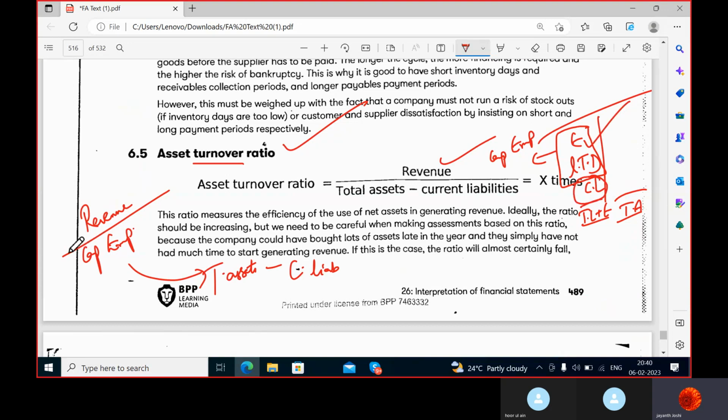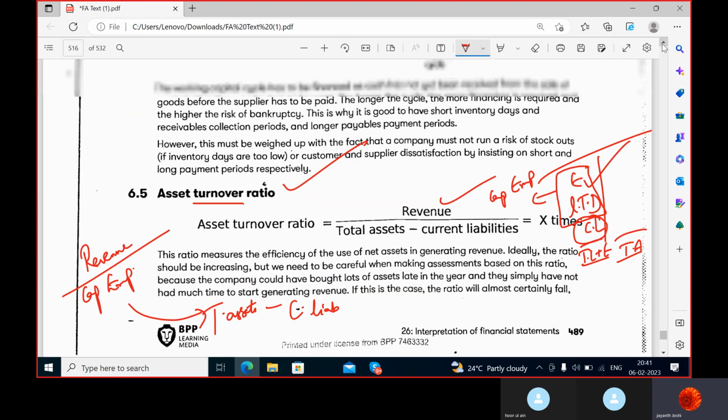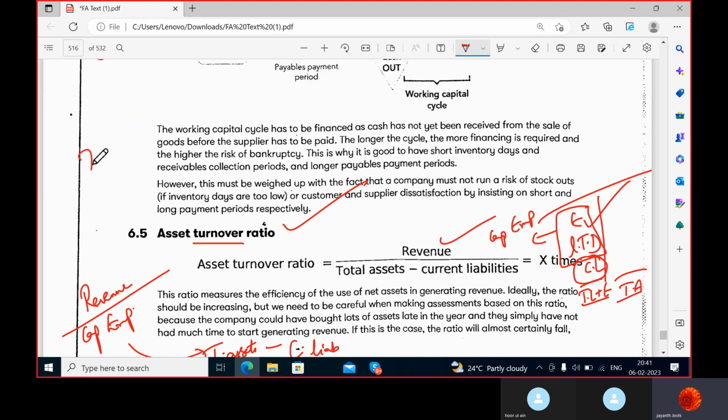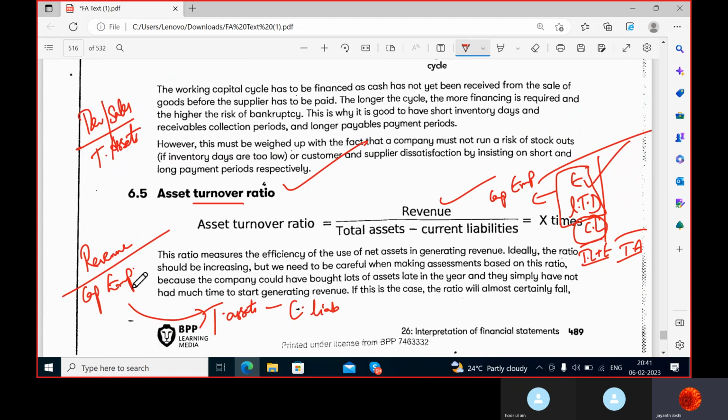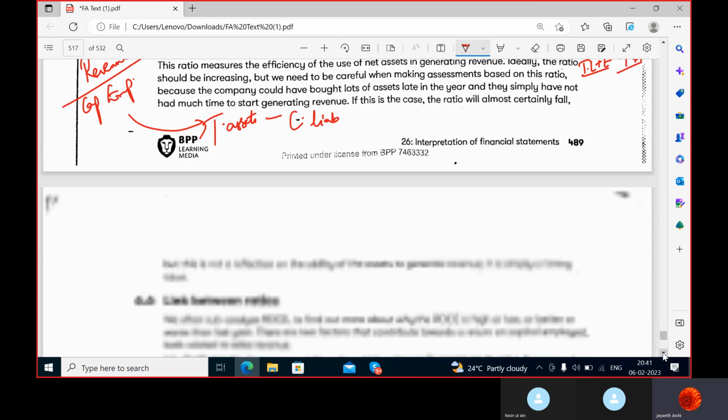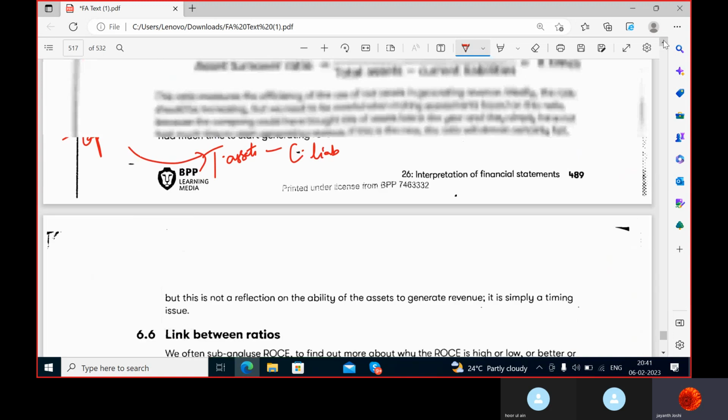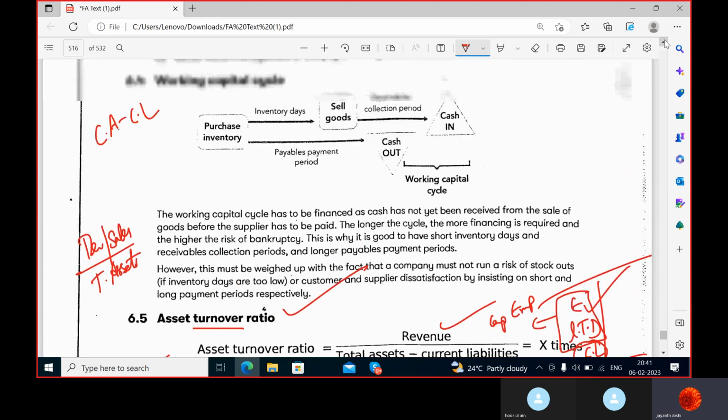I don't know what is the logic behind the ACCA board taking capital employed here. If you see anywhere in Google or any other books or any other course, they simply give revenue or sales by total assets. That makes sense. But these people are saying revenue by capital employed, but I'll explain what it means. With this ratio, you are checking some efficiency. What is the efficiency? I'll tell you.